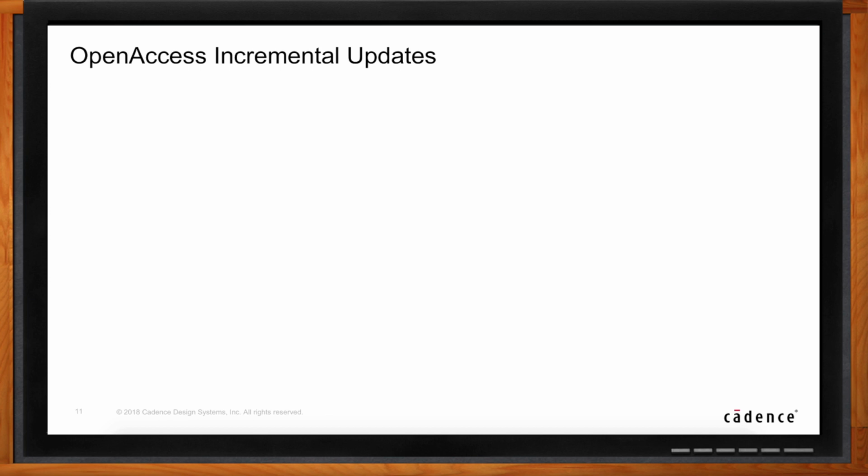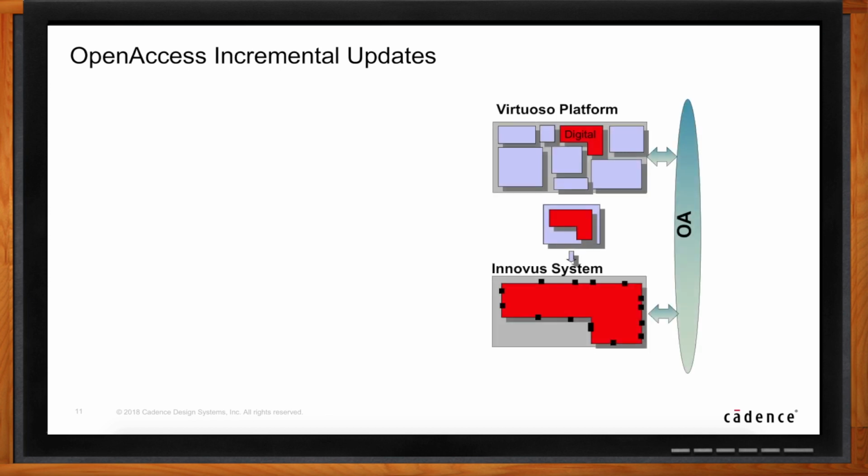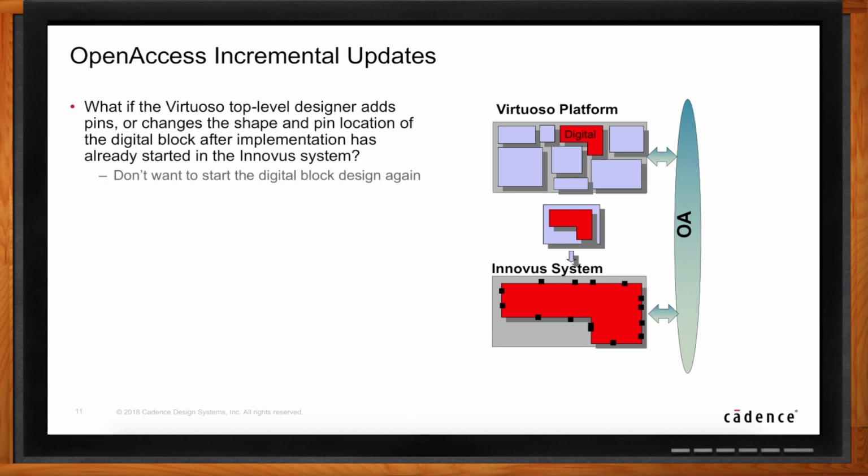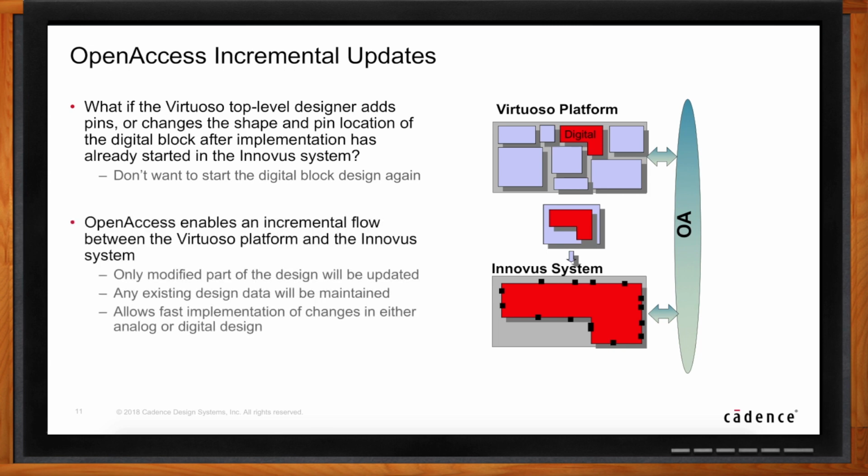Now, luckily, with open access, that becomes much easier because we understand all the information about the design and we can work out what the changes are. So using open access, you can easily implement incremental updates either from the Virtuoso full custom side or the Innovus digital side. So rather than having to import a complete new netlist or a complete new floor plan, you can say, please just import these two new pins to my existing design and then incrementally route them to connect them up. And this literally can save weeks of project time because we're using what we've already done, not starting from scratch.